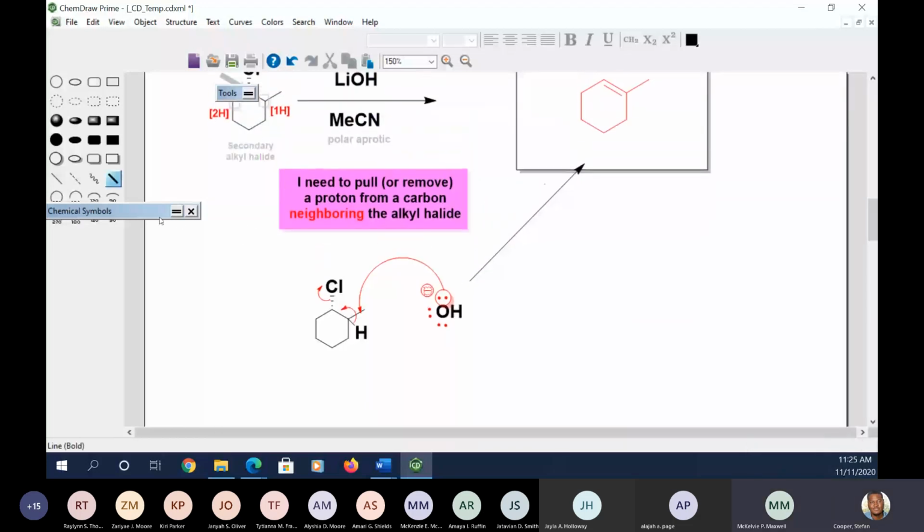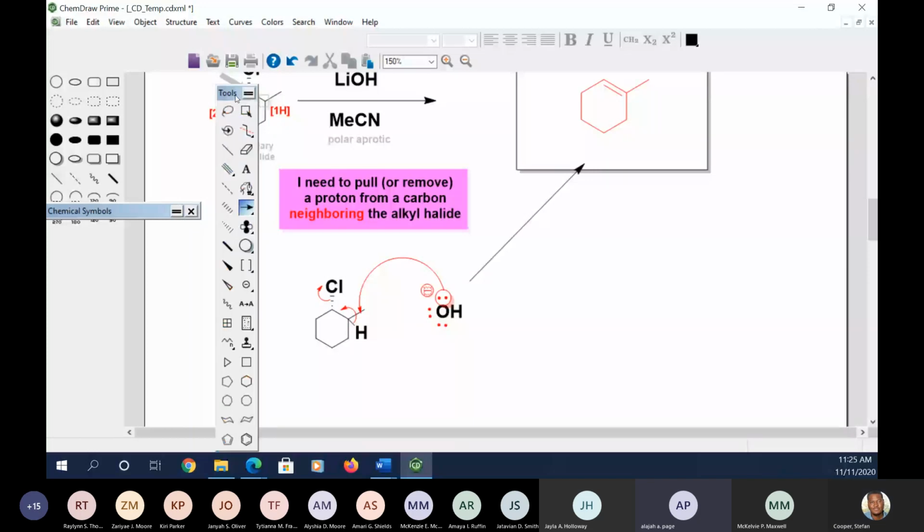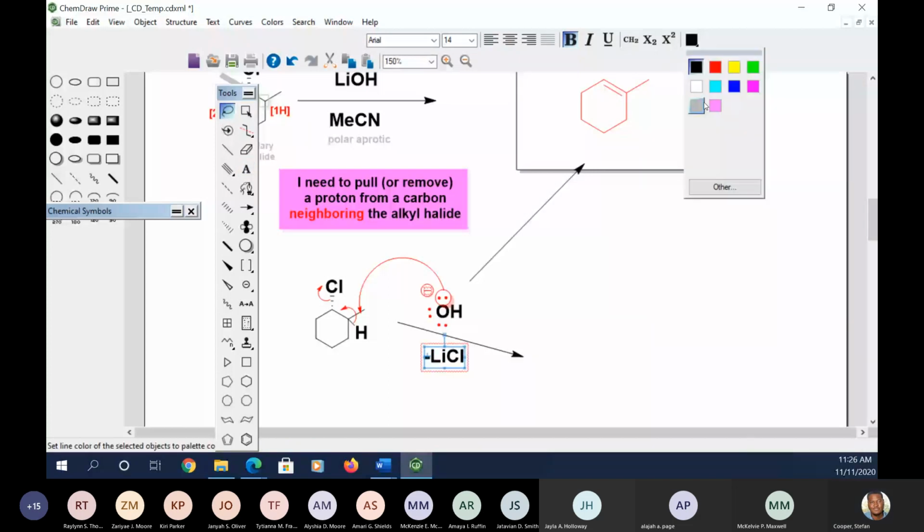Are there any questions with the mechanism here? Are those double-headed arrows or just single? These are all double-headed arrows. That's right. I'm showing 2 electrons here, so it has to be double-headed. There's 2 electrons in this bond that make a double bond here. There's 2 electrons in this bond that give a lone pair back. For those that like to see this, you're going to lose lithium chloride in that process.